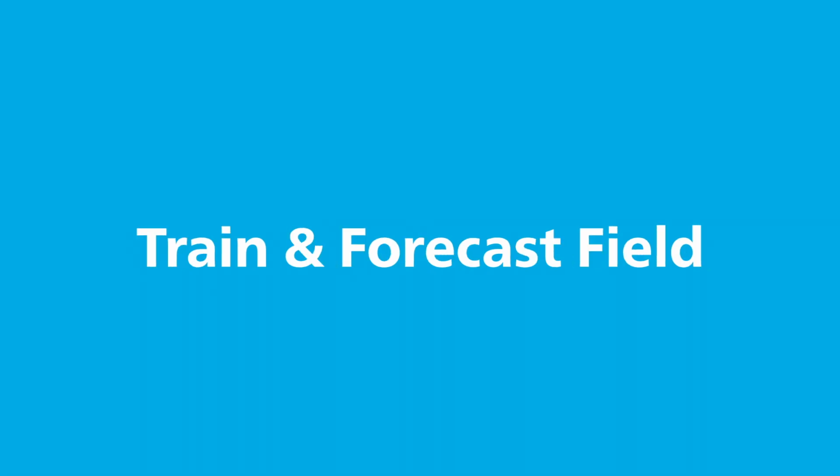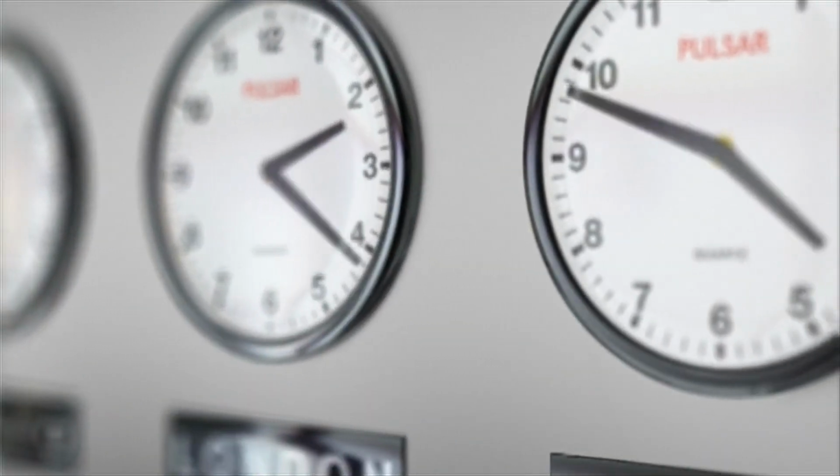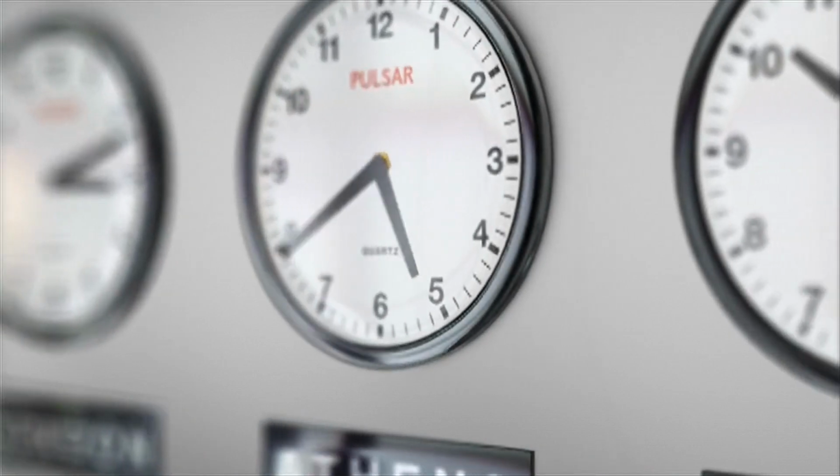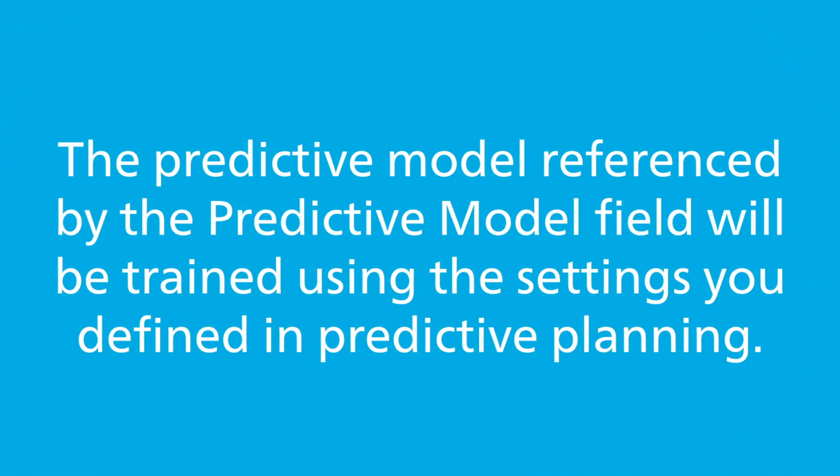What does the train and forecast value for the predictive action field mean? When a predictive step runs, it will automatically perform a time series forecasting model training operation and a forecast saving operation. The predictive model referenced by the predictive model field will be trained using the settings you defined in predictive planning, and then the resulting predictive forecast will be saved to the version referenced in Save Forecast to Version.